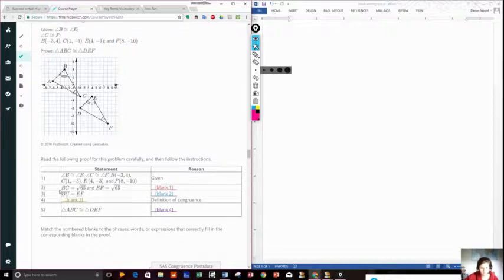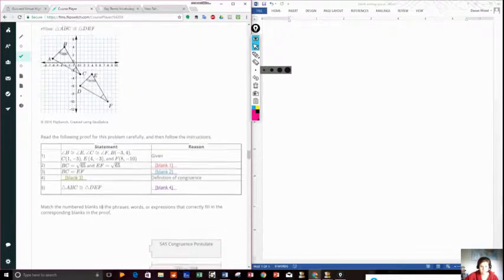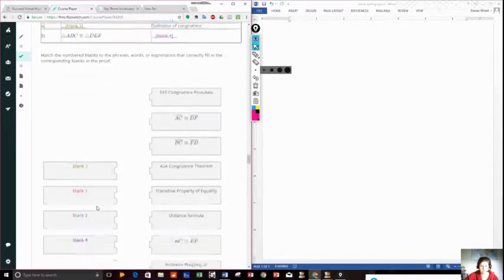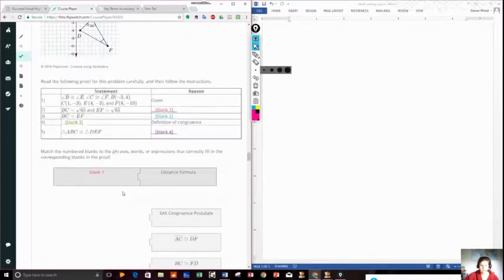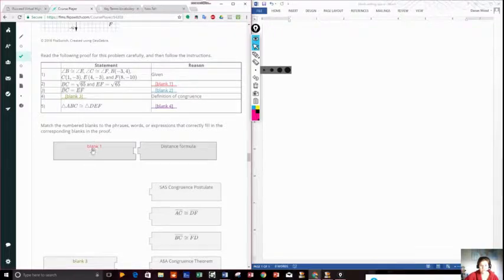All right, so BC is equal to the square root of 65, and EF is equal to the square root of 65. Blank 1. Well, it looks like they found the distance by using the distance formula. So blank 1, I'm looking for distance formula. And then you click whichever blank you want and you drag it till it highlights the side you want.